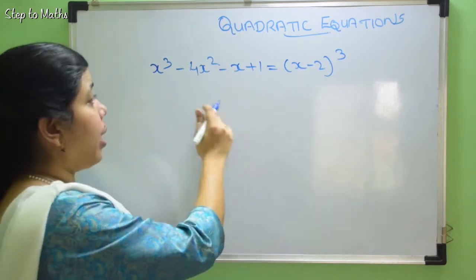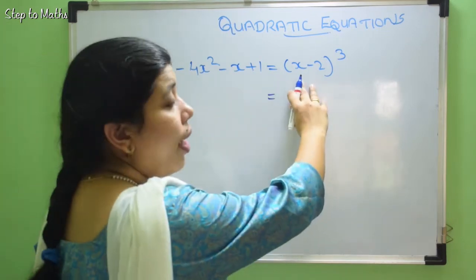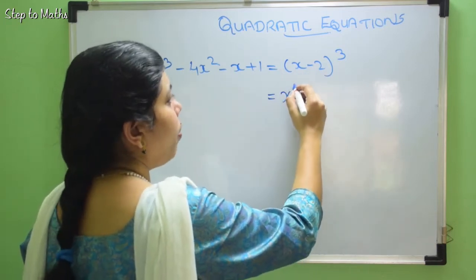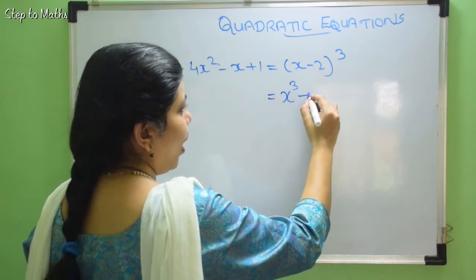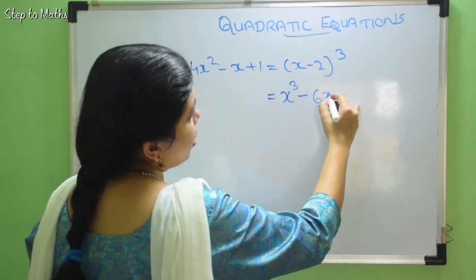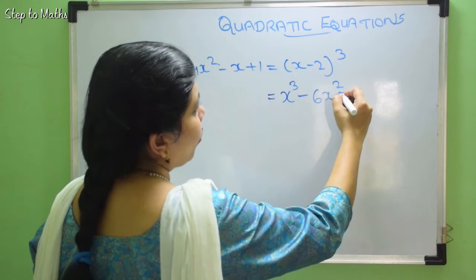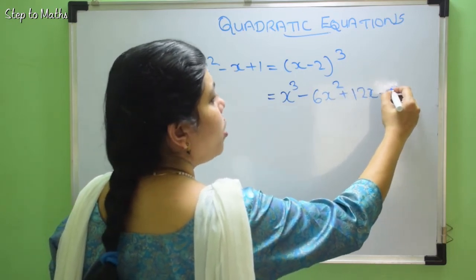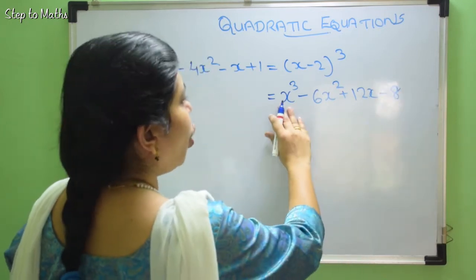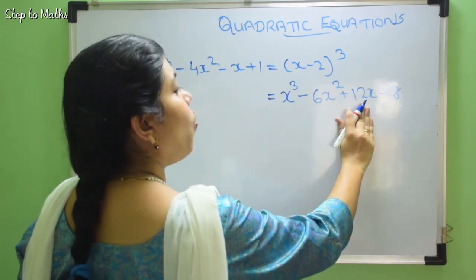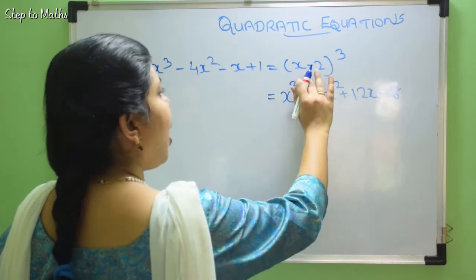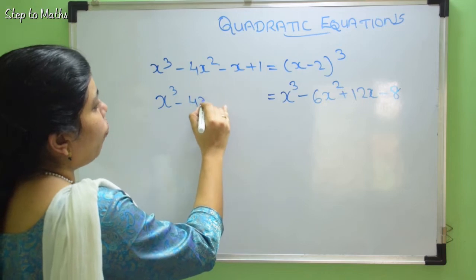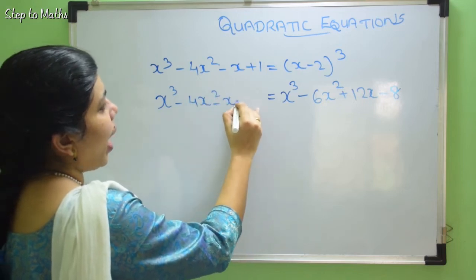First simplify this equation. Expand the RHS, (x minus 2) the whole cube. This becomes x cube minus 6x square plus 12x minus 8. That is the RHS. The left hand side is x cube minus 4x square minus x plus 1.